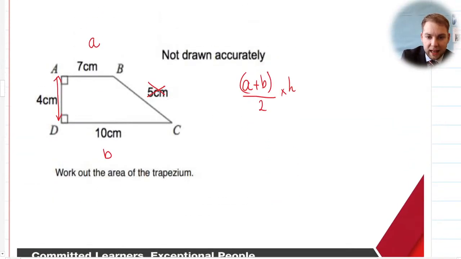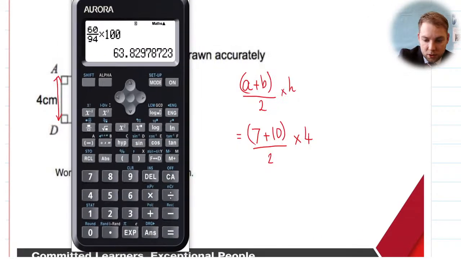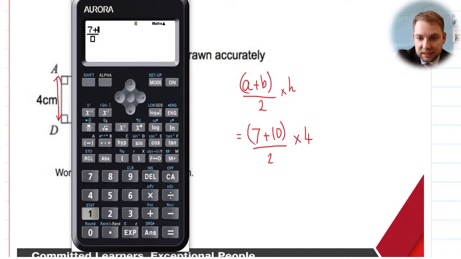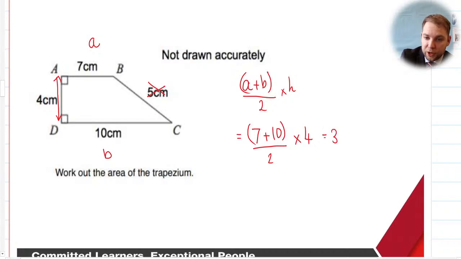So, for this one here, and again, get this down in your notes, it's going to be 7 plus 10, all divided by 2, times by the vertical height, which in this case is 4. So let's do that on my calculator. So, fraction button first, 7 plus 10, all divided by 2, then times by 4. Now, a lot of people forget this formula, but it comes up all the time. So in this case here, that's equal to 34 centimetres squared there, like so. Brilliant. Okay, so there's our first 3 done in our book.